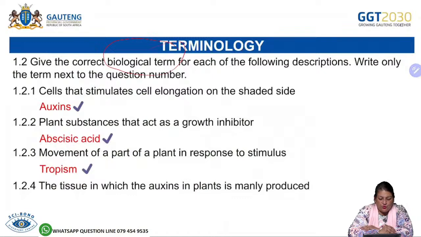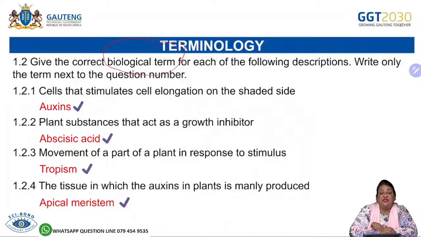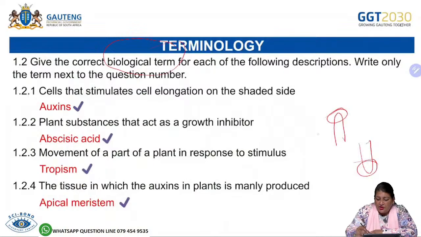And the tissue in which auxins in plants is mainly produced is called the apical meristem. Now remember, apical meristem means the tip of the root and the tip of the stem. So the growing tip here, that is the apical meristem, and the growing tip of the root, that is the apical meristem. That's where the cells are actively dividing, the meristematic tissue, and that's where the auxins are found. Where? On the apical meristem of your stem and apical meristem of your root.